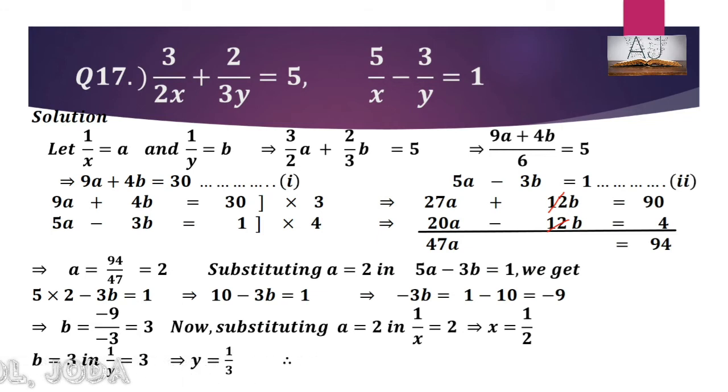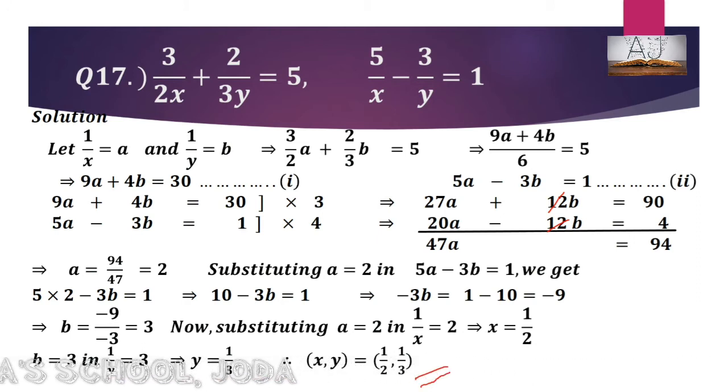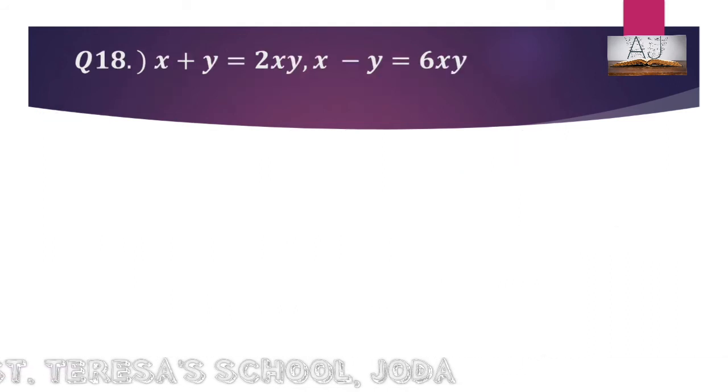So 1 by x equal to 2, or x equal to 1 by 2. Similarly, b equal to 3, or 1 by y equal to 3. So y equal to 1 by 3. So the solution is x equal to 1 by 2, y equal to 1 by 3. Now let us see question number 18.